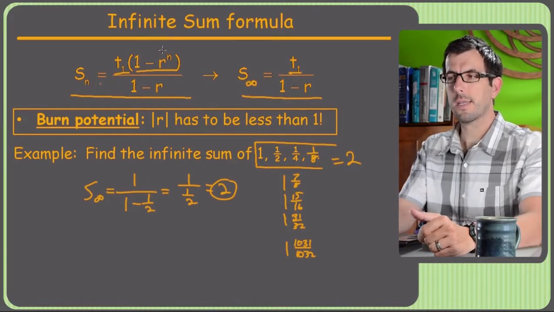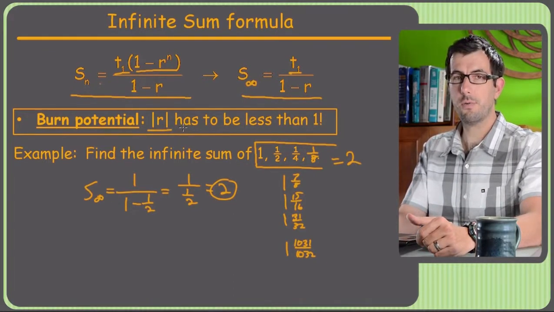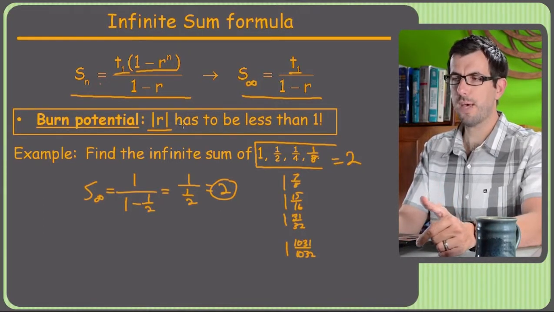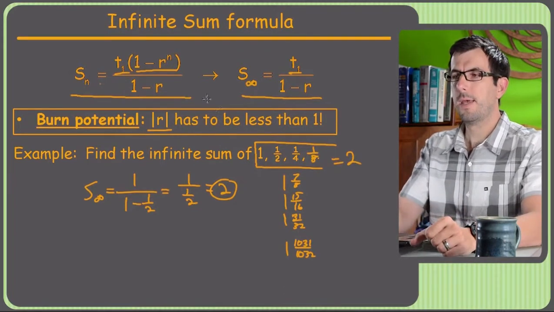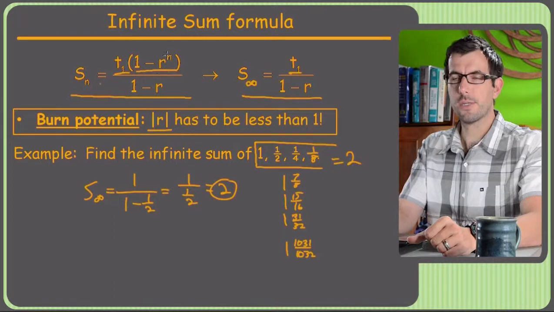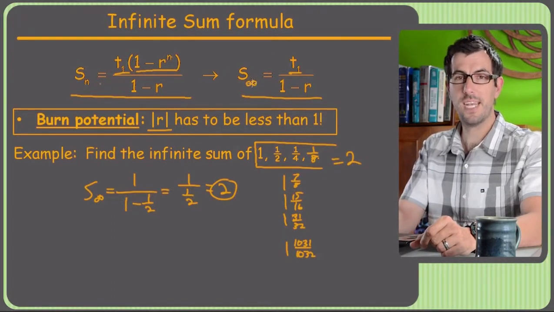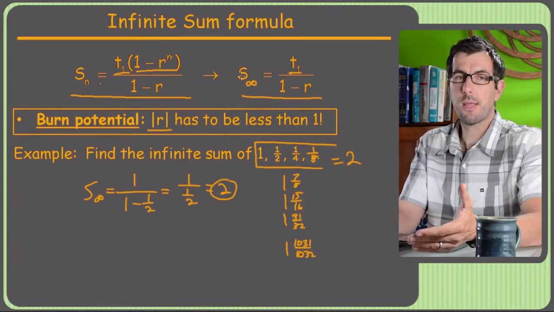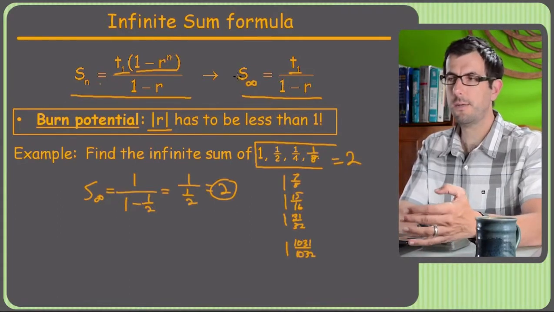Well, if R is a fraction, now here's the burn. Your ratio between terms has to be less than 1. It could be plus or minus. That's why the absolute value is there, but it has to be less than 1. Our terms have to be getting smaller and smaller. So if R is a fraction, something less than 1, and you raise that to a really big number like, oh, I don't know, infinity, a fraction raised to a big exponent is pretty much 0. Like, think about if you raised 1/10 to the 100th power, you'd have 1 over a jillion, and that's pretty close to 0.